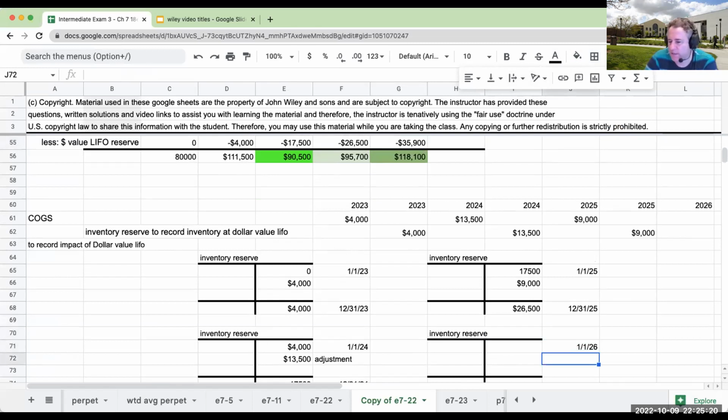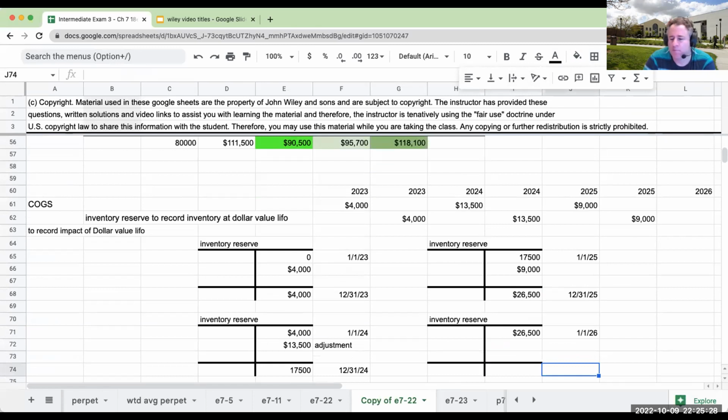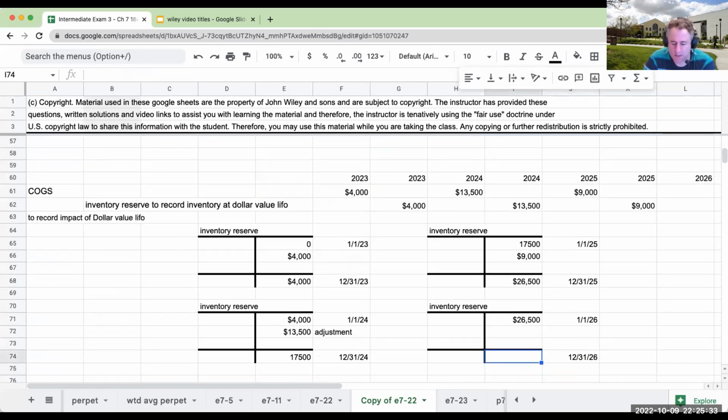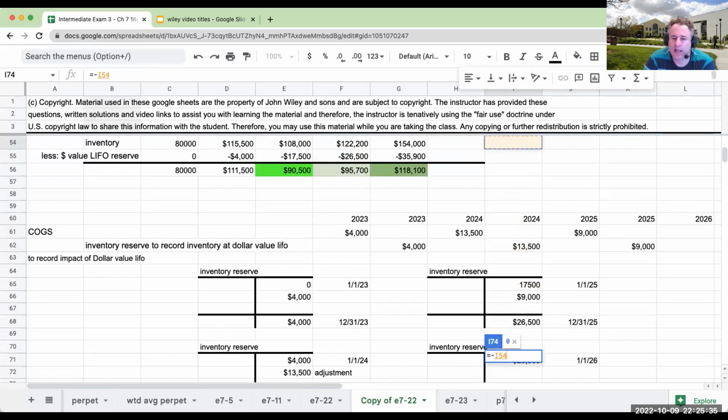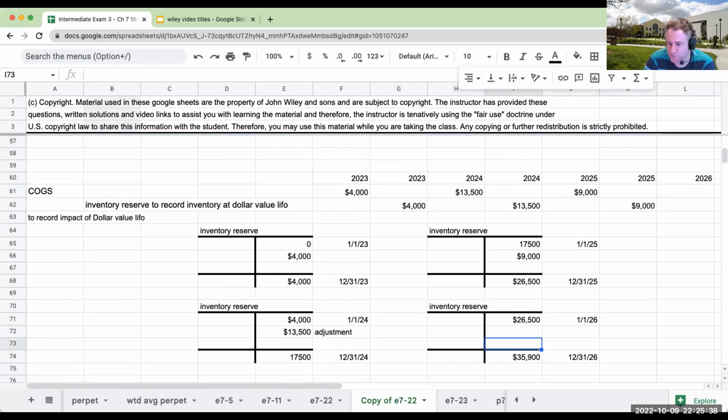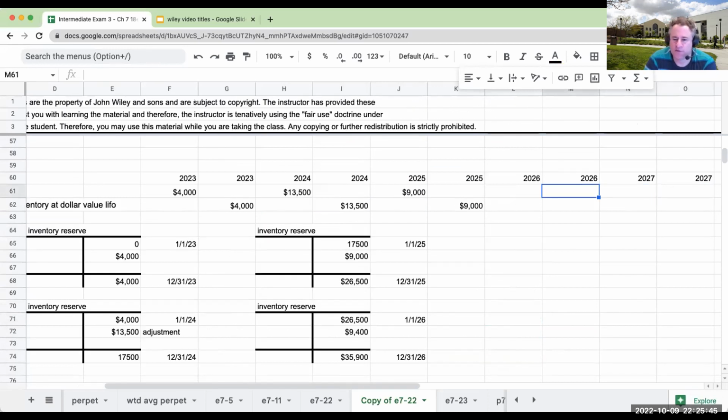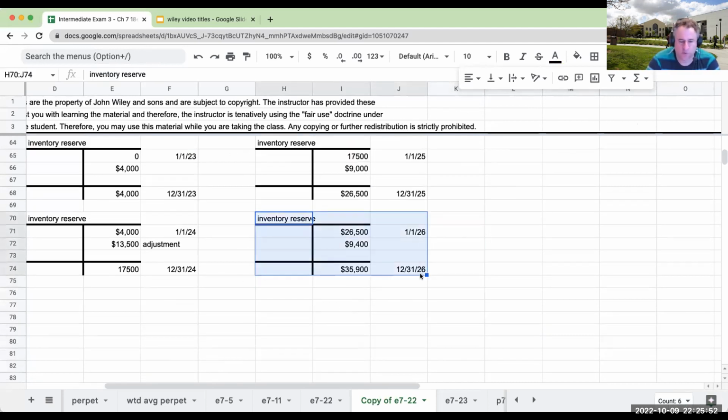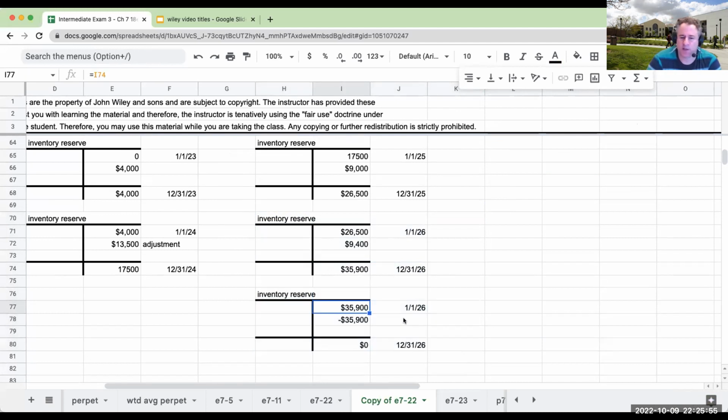On 1/1/26, the ending as of 12/31/25 becomes my beginning for the following period. My ending balance as of 12/31/26 needs to be right over here at 35,900. So what do I need to do to get from here to here? I'm going to need an adjustment for 9,400. So for 2026, my adjustment over here is going to be for 9,400. Okay, so we need one more year of an inventory reserve. And let's see if we can make this work.